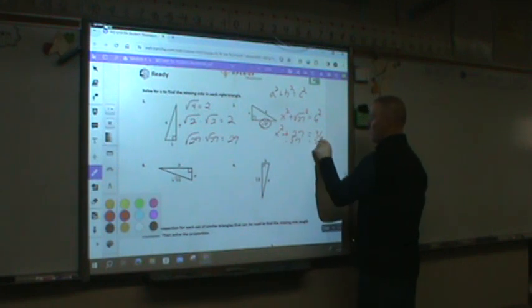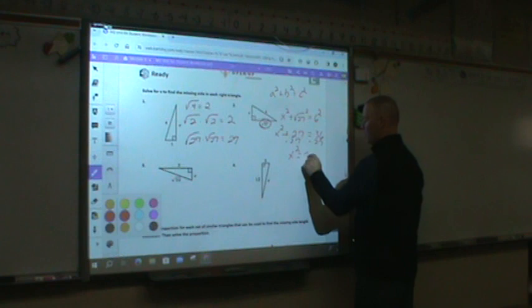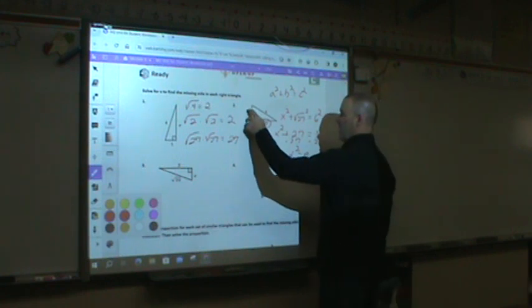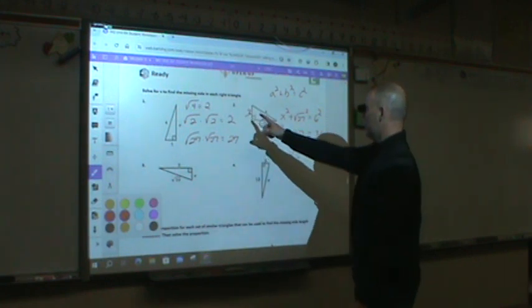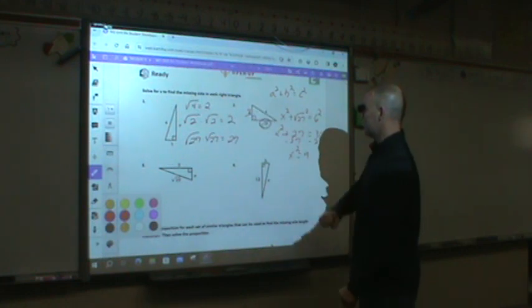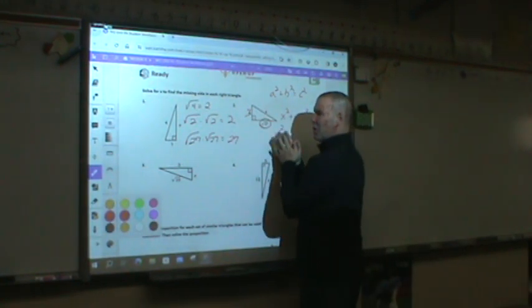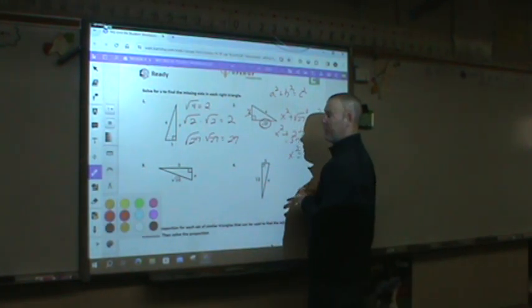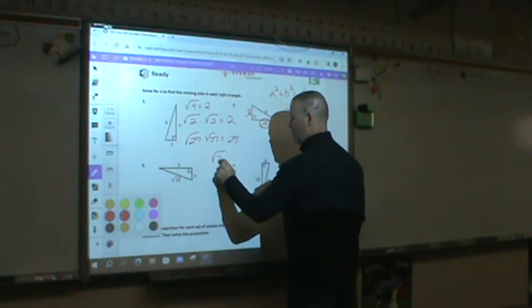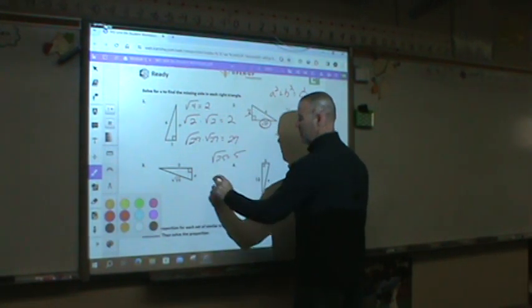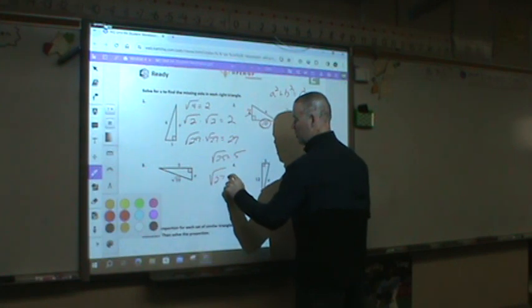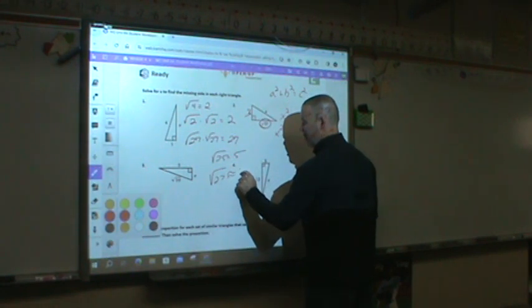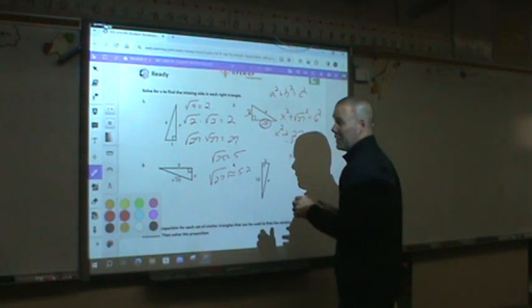I'm going to subtract 27. X squared is equal to 9. What number times itself is 9? 3. Is 3 reasonable? Yes, because 3 is less than 6. But wait a second. Is 3 less than the square root of 27? It has to be. Well, think about this. The square root of 25 is equal to 5, right? So the square root of 27 should be approximately, let's call it about 5.2. Something like that. We're just estimating.